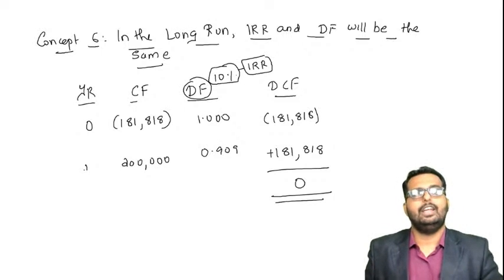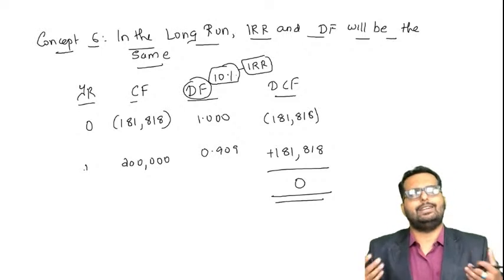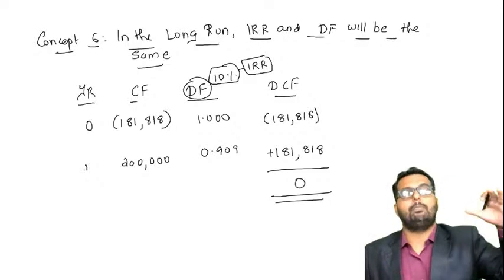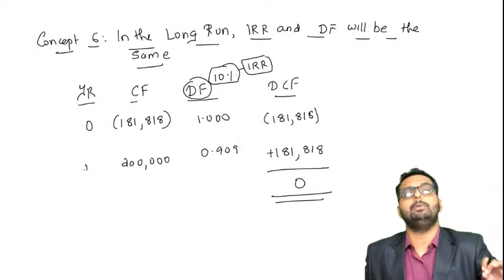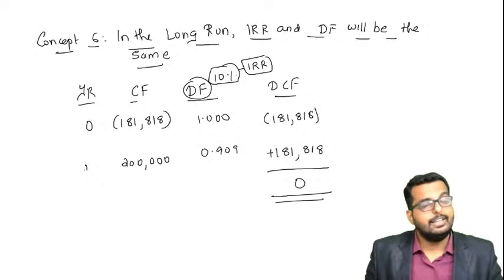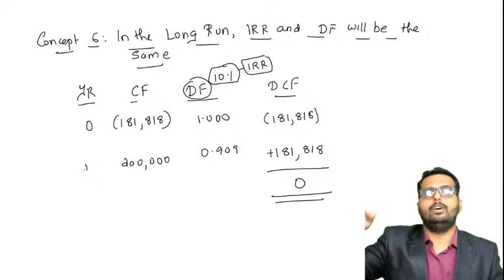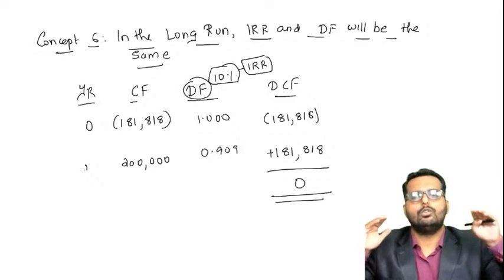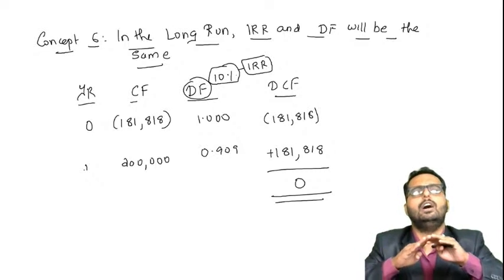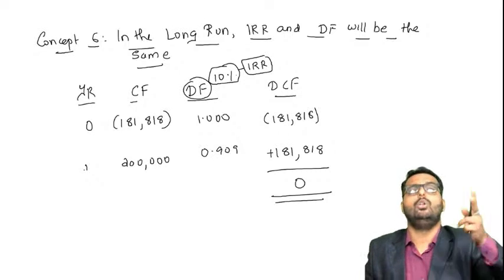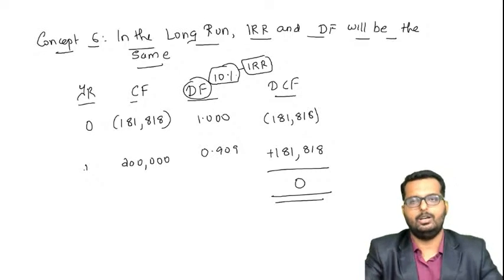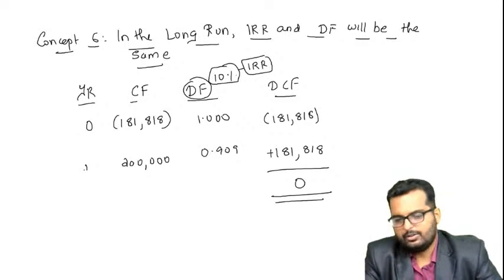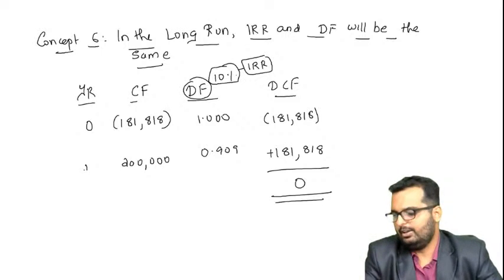So can I say in the long run, if I expect 10%, I will play with the demand and supply in such a way that the price will fall down to such a point that my NPV will become 0? Or can I say in the long run, whatever is my discount factor, that has to end up as what? IRR. So can I say IRR and discount factor are the same but only in the long run? Okay, can you write down this in your books now? This was a little heavy concept. Once you revise once again, later on you will understand it better.